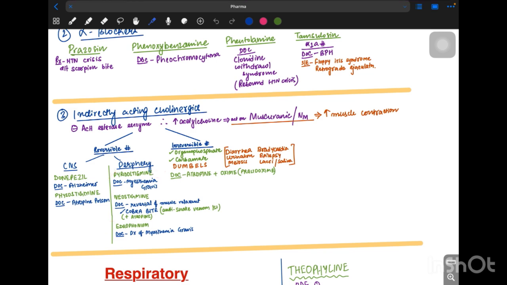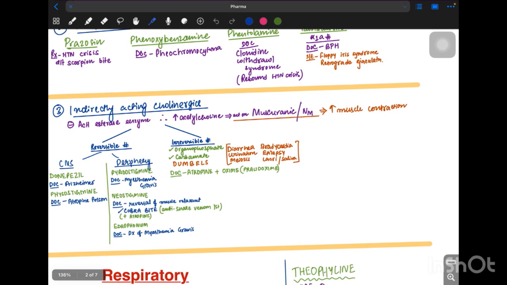Now coming to the irreversible blockers. The first examples are organophosphates and carbamates. These are mainly poisons. So in organophosphate poisoning and carbamate poisoning, what are the clinical features? You can remember this by the mnemonic DUMBELS. By this mnemonic, you can easily remember the clinical features of organophosphate and carbamate poisoning. What are the clinical features? D for diarrhea, U for urination, M for miosis, B for bradycardia, E for epilepsy, L and S are lacrimation and salivation respectively.